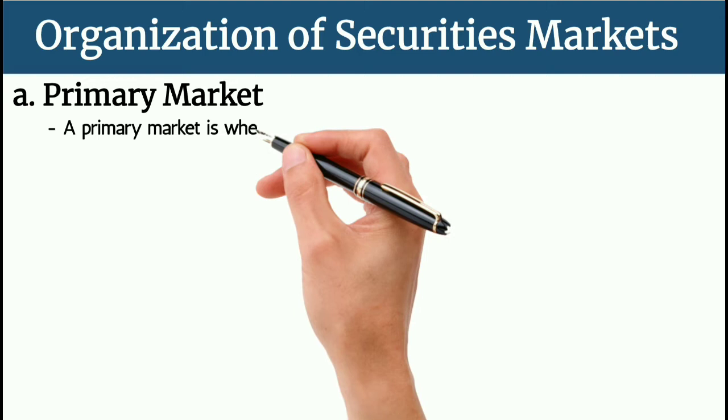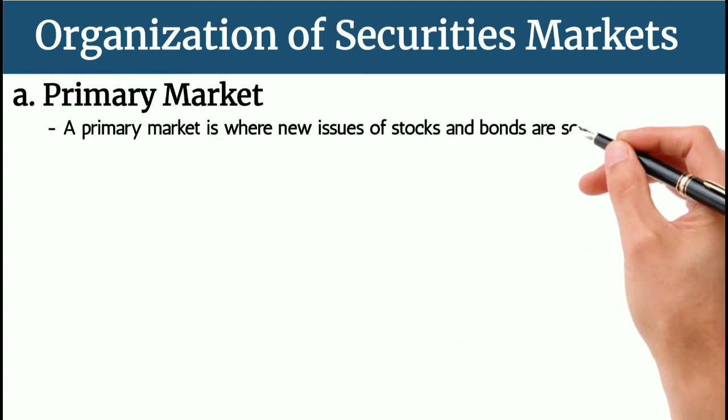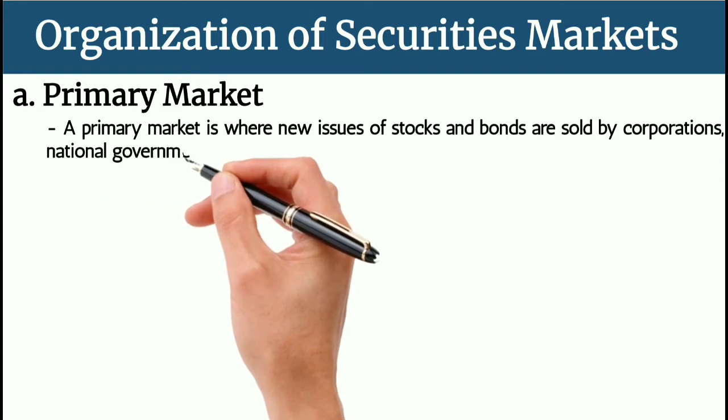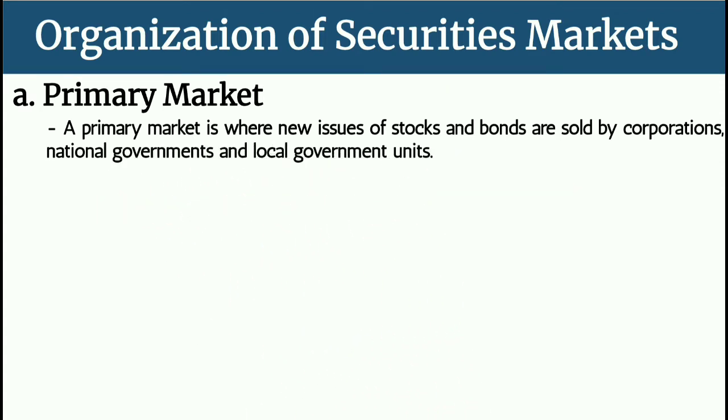A primary market is where new issues of stocks and bonds are sold by corporations, national governments, and local government units or LGUs. Meaning to say, this is the market where the initial issue or first issue of stocks and bonds takes place. Dito nangyayari sa primary market yung initial or first issue ng stocks and bonds. Of course, yung stocks and bonds, these are owned by corporations, national governments, and local government units or LGUs.